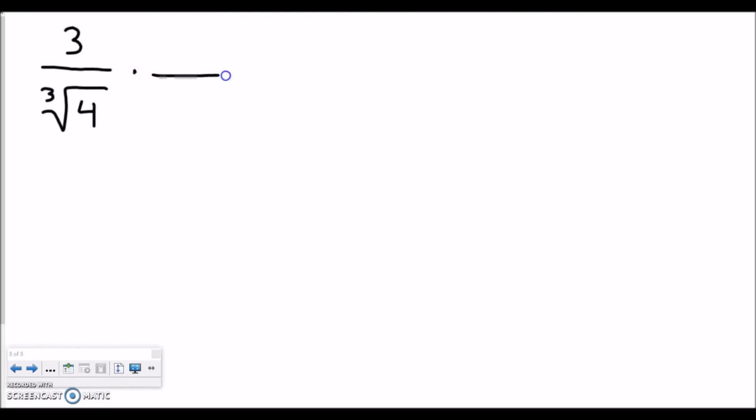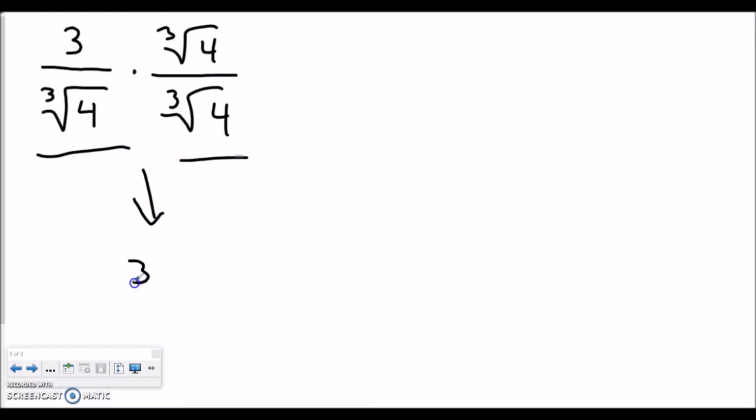Well, you might be tempted to say the cubed root of 4 over the cubed root of 4. You'd say that's easy, Mr. Repka. But what happens when you multiply these two? Well, you'd get the cubed root of 16. And do we know the cubed root of 16? No, we don't. So that didn't help us. I would still have a cube root, or a radical, in my denominator. So what do we do?